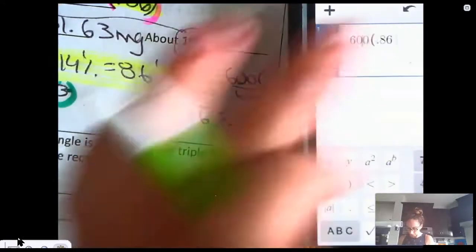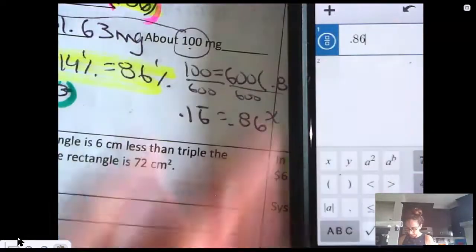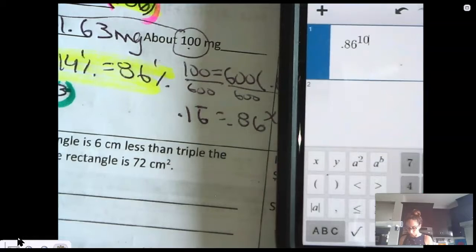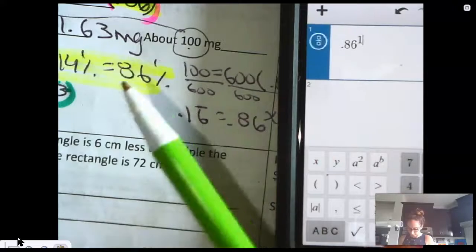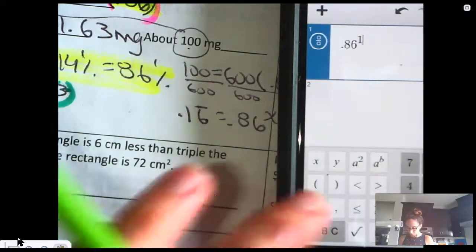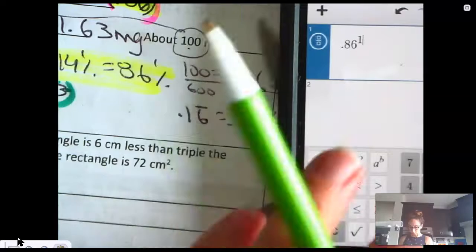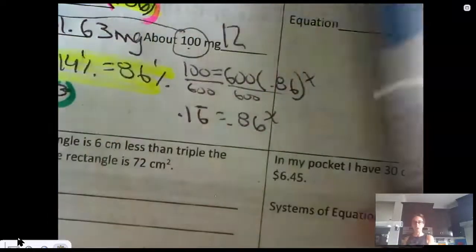So I could go 0.86. Now remember what I'm trying to get. Oops, 0.86 to the 10th. That's 0.22. Whoa, that won't even last 10 days. 7? Nope. Oh, wait, I'm trying to get to 0.16. So let's go back to 10. So it's at 0.22. What's happening now? What if I do 15? 0.10. 12? Ooh, so that means after 12, good guess. After 12 days, it'll only be at 100 milligrams.